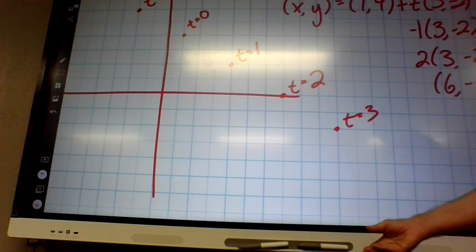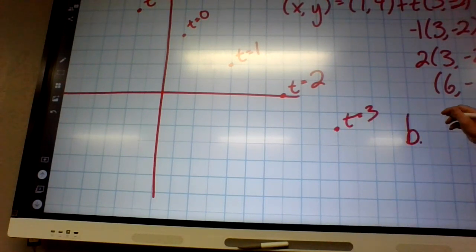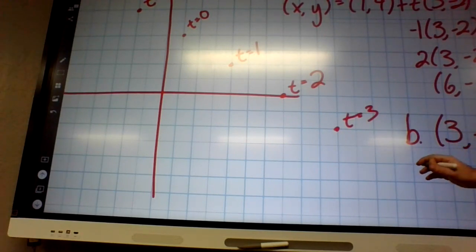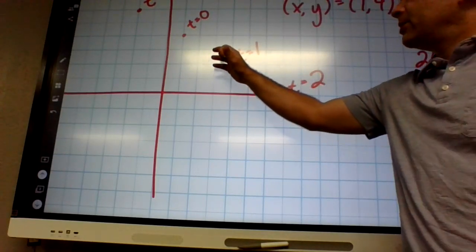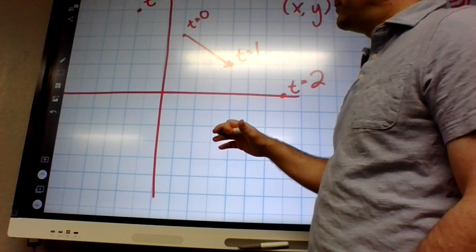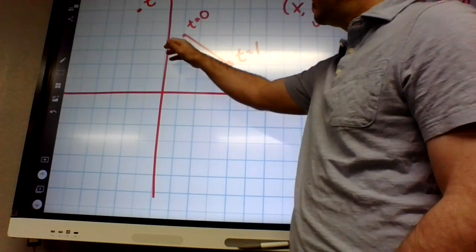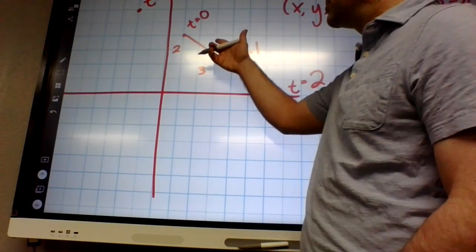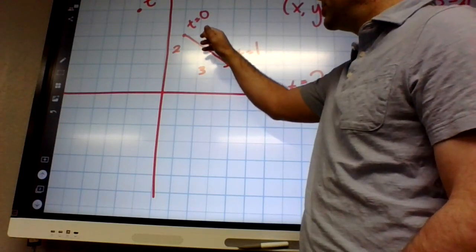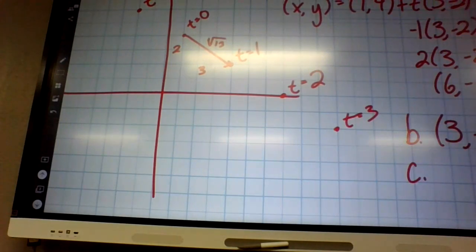Okay. So for the b value, we're just going to put 3, negative 2. And what they mean for speed is how fast is it going in 1 t. So in other words, how long is it from here to here? And how do we find the length of that? Right, Pythagorean theorem. 2 squared plus 3 squared equals this squared. So 4 plus 9 is 13, so this would be square root of 13 long. So the magnitude is basically what they mean by the speed.